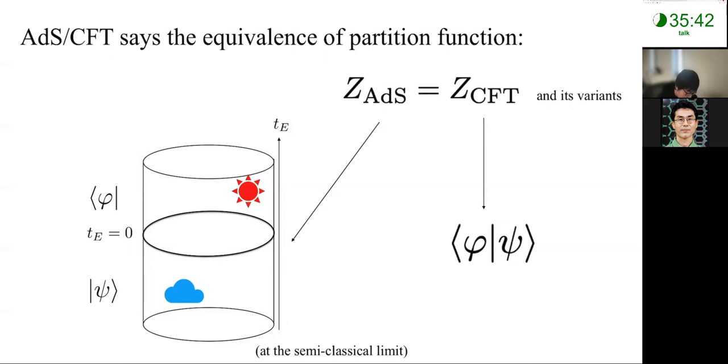And roughly speaking, we have future and past, and the future part corresponds to the final state, phi bar, and the past part corresponds to the initial state, psi. So roughly speaking, this inner product is described on the gravity side by a particular geometry and a quantum field theory living on it. And this geometry is given by one dimensionally higher gravity. And I would like to use this dictionary to calculate the entanglement entropy or a more general quantity.